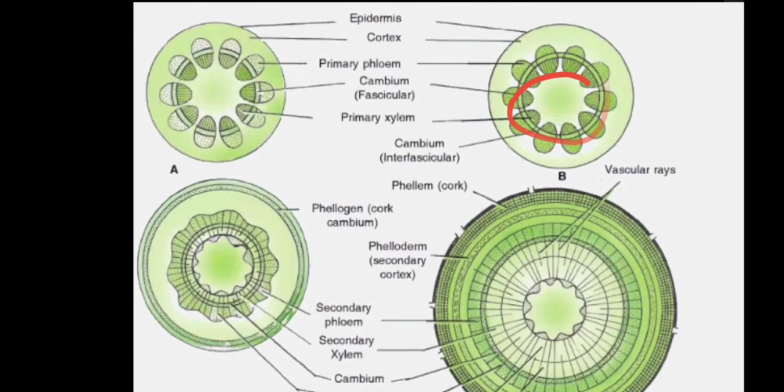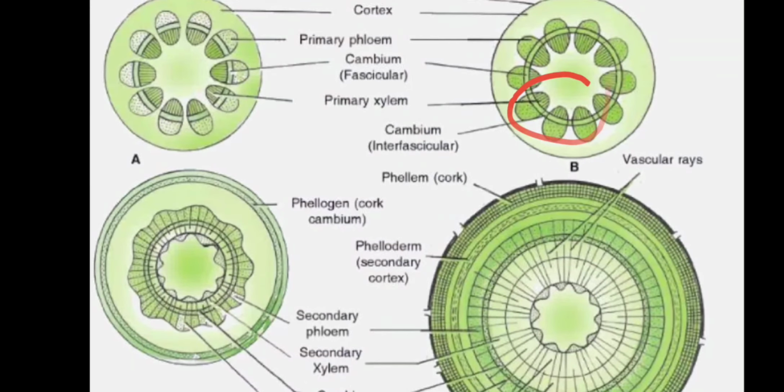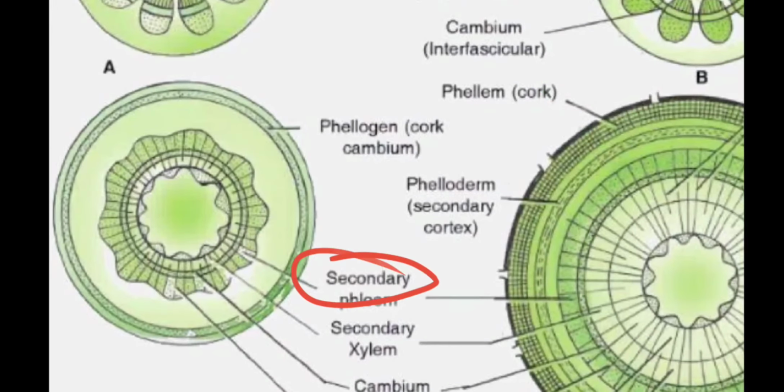Now this cambium starts forming the secondary xylem and the secondary phloem. Towards the inside, secondary xylem formation occurs, and towards the outside, secondary phloem occurs. So secondary xylem formation is quite faster as compared to the secondary phloem.